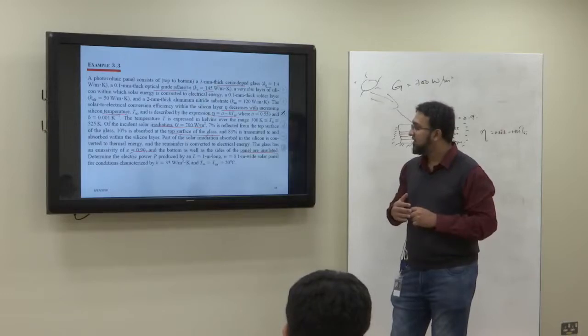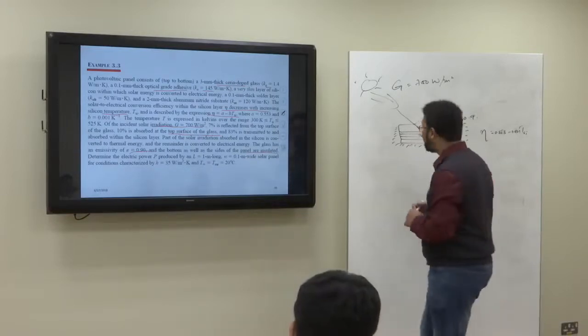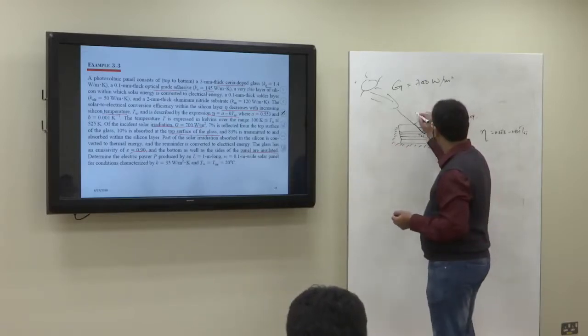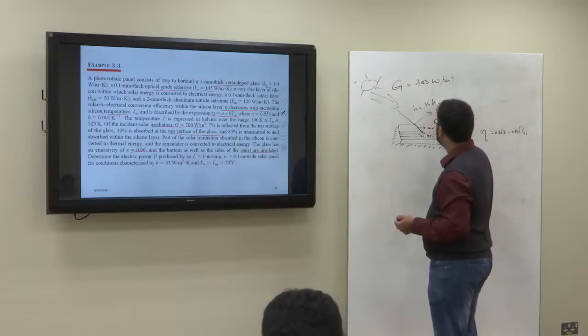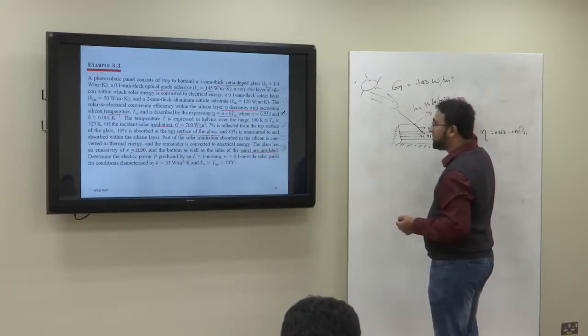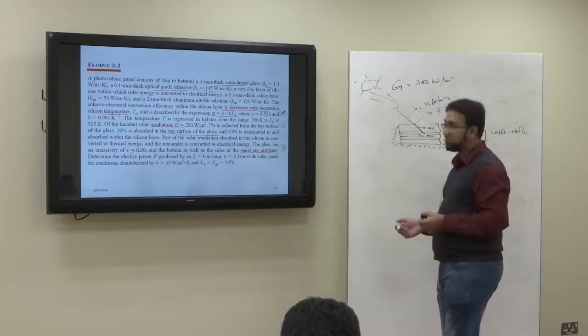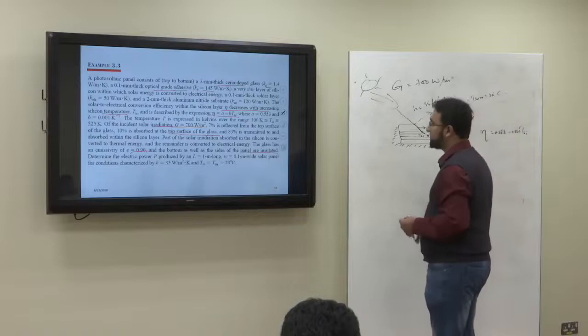Okay. Determine the electric power produced by the length 1 meter by width 1 meter solar panel for conditions characterized by h. h is given. So h will be for the convection, and h is 35 watt per meter square Kelvin. And T infinity and T surrounding are the same, which is 20 degrees centigrade. So T infinity equals T surrounding equals 20 degrees centigrade.